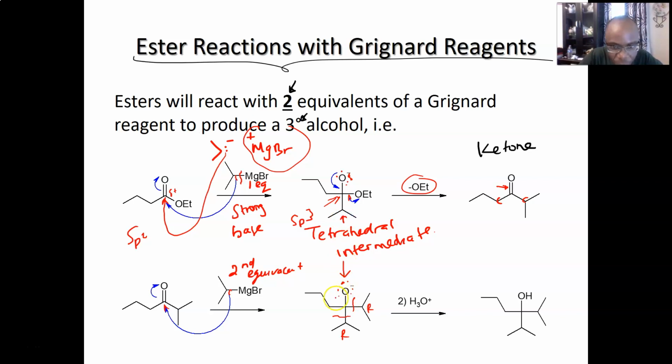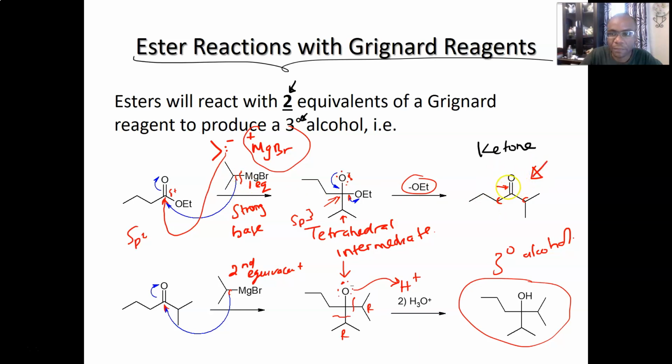Do you think we can form the carbonyl back? No, because there's no leaving group. So instead, we just end the reaction by protonating the oxygen, because organic molecules don't like being charged. You end up with a tertiary alcohol. So if this was one equivalent, this is where you'll stop. But that rarely happens.